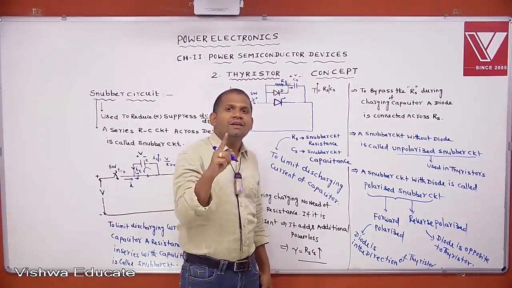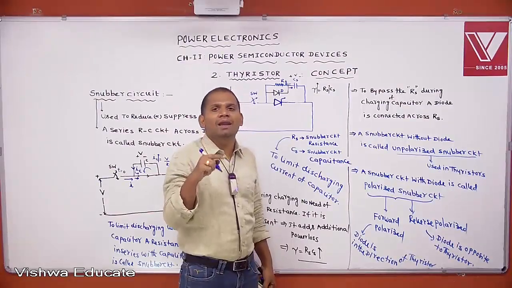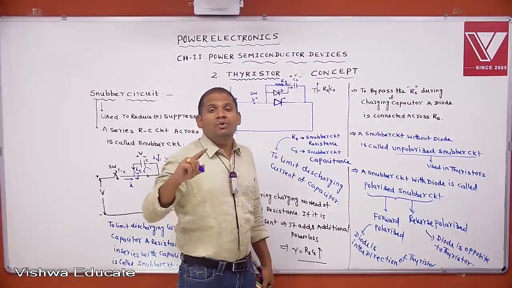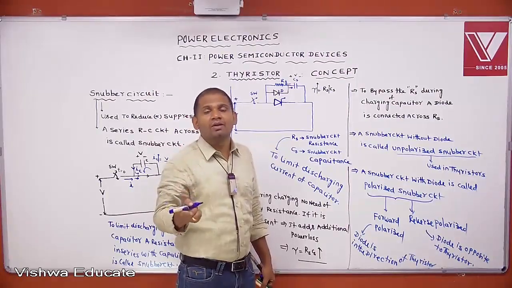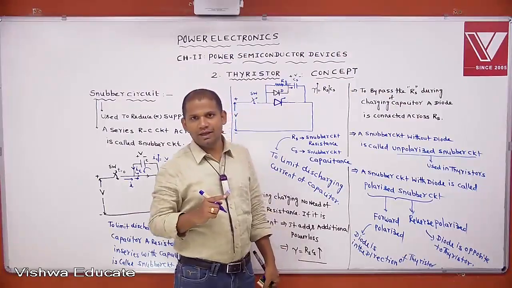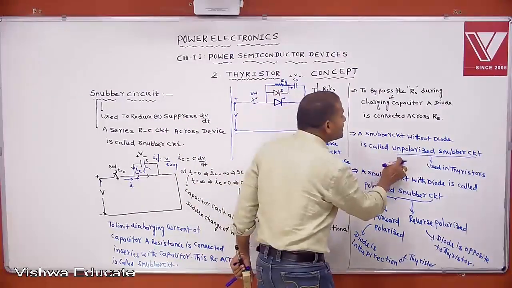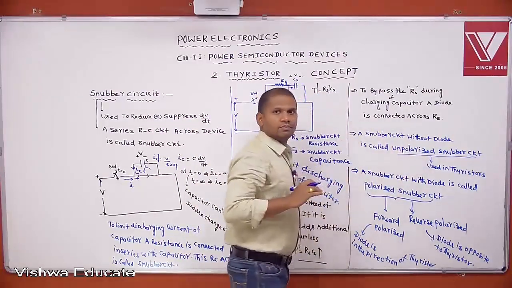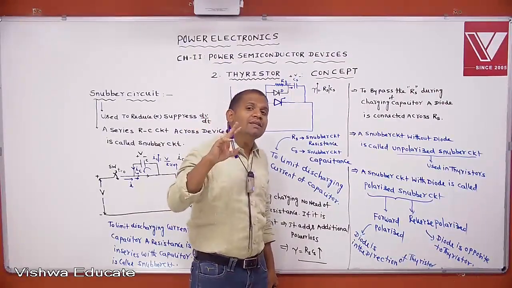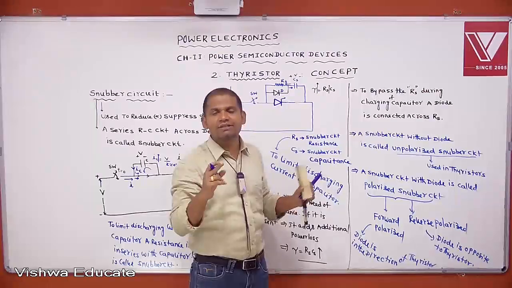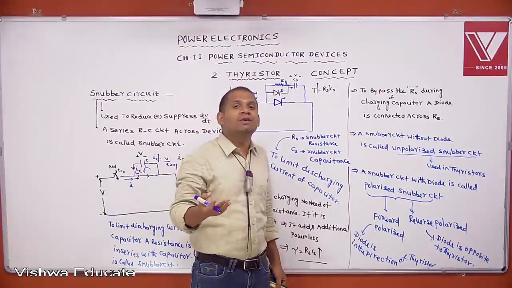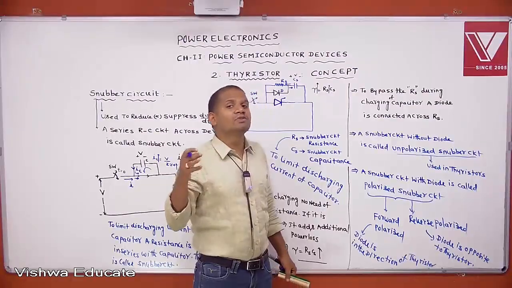If a thyristor consists of an anti-parallel diode, then we can use the unpolarized snubber circuit. If two thyristors are under anti-parallel connection, as in some applications, then we can use the polarized snubber circuit.